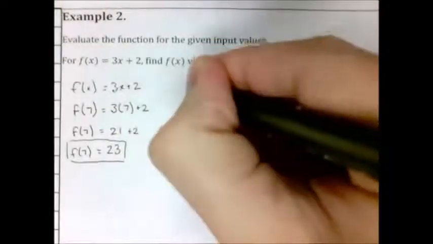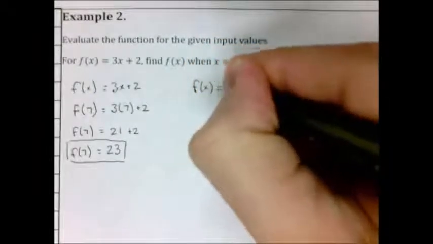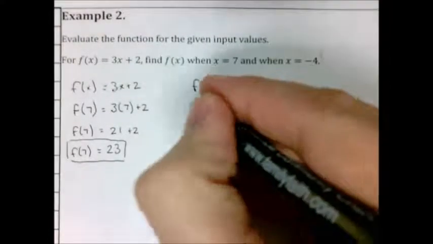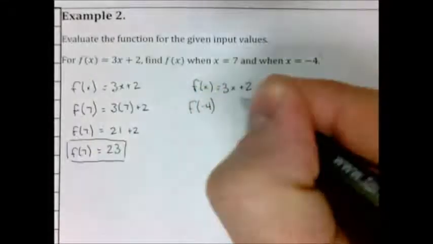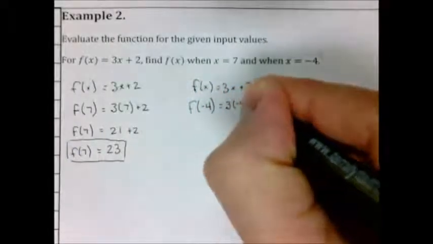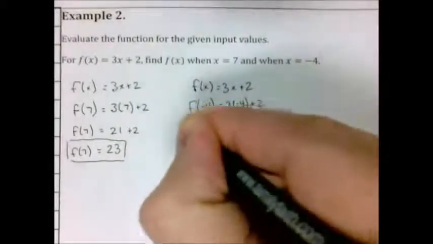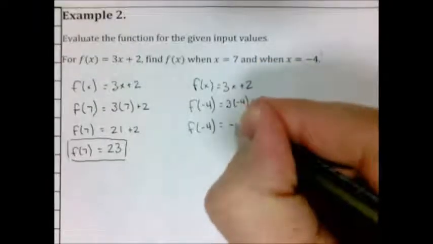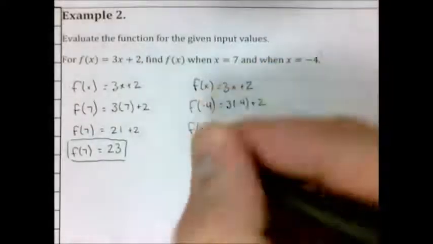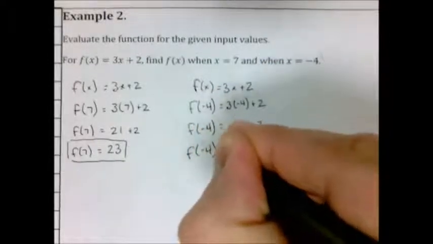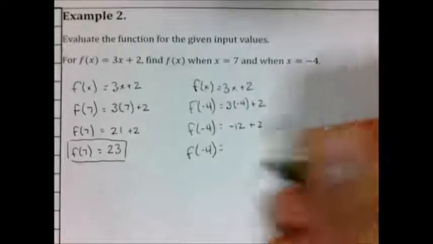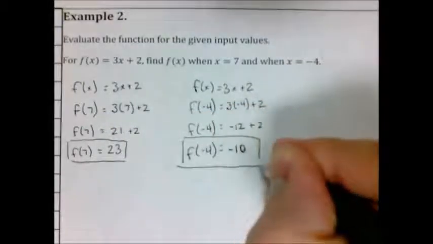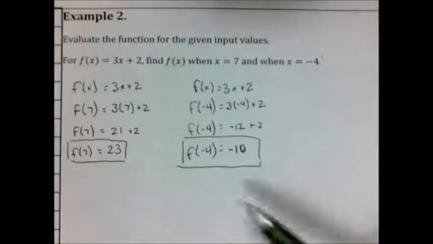Now we do the same exact thing. Let's go ahead and rewrite the equation. We've got f of x equals 3x plus 2. And we're going to evaluate this time when x is equal to negative 4. So f evaluated when x is negative 4 is equal to 3 times negative 4 plus 2. And it's just like PEMDAS again. 3 times negative 4 is negative 12 plus 2, which gives me a final answer. Negative 12 plus 2, going down my elevator, up 2 more, is going to be negative 10. So f of negative 4, the function when evaluated at negative 4, is equal to negative 10.